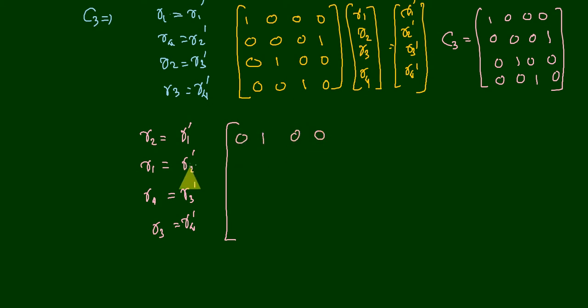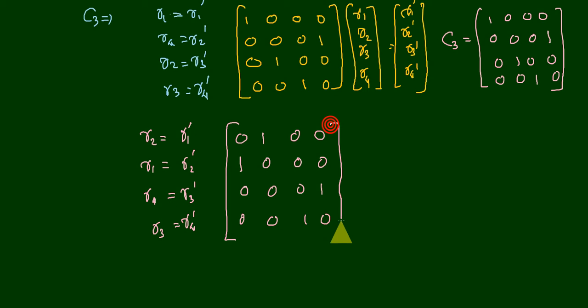Then next is R2 dash. So R1 becomes R2 dash. So 1 here, 0, 0, 0. Then R4 is equal to R3 dash. So 0, 0, 0, 1 and 0, 0, 1, 0.